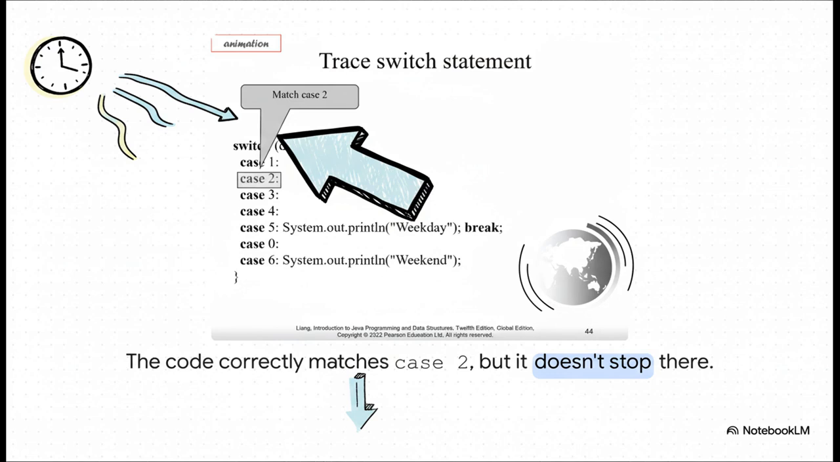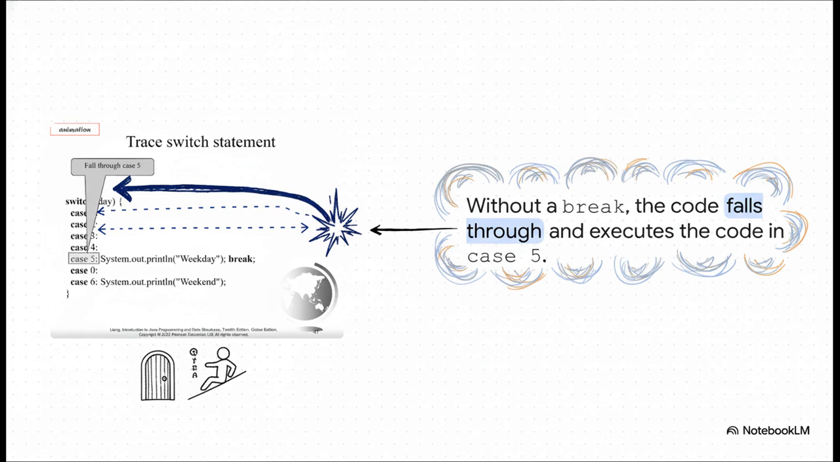Okay, so the program looks at the value of day, which is 2. It scans down the list and correctly jumps to the line that says case 2. So far, so good. That's its entry point. But the story doesn't end there. And here it is. This is the trap.